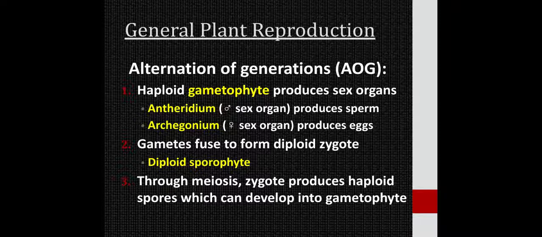Gametes are going to fuse, and that makes a diploid 2N zygote. And when we have that zygote, it is going to grow then into our diploid, sometimes you'll see 2N sporophyte, and that is the plant that makes spores. And then through meiosis, that sporophyte is going to make haploid spores that develop into the gametophyte.